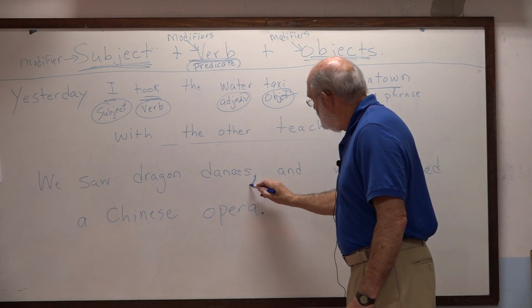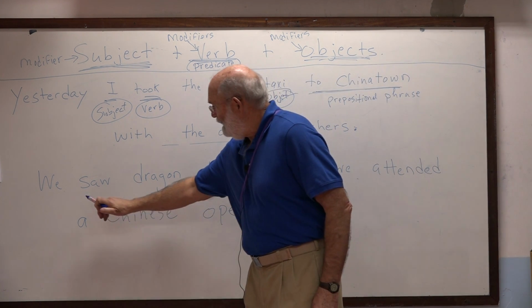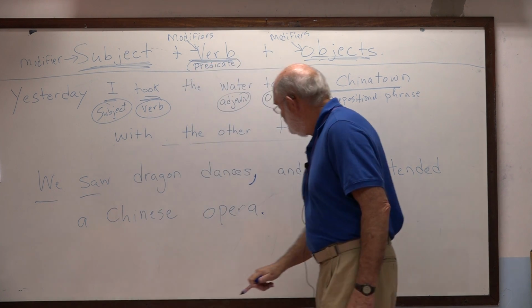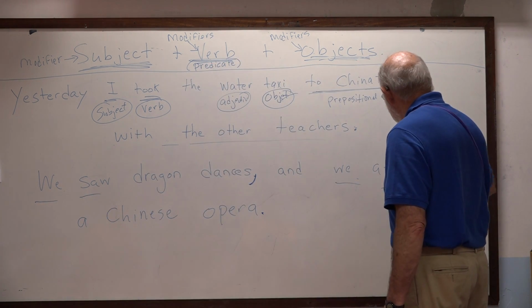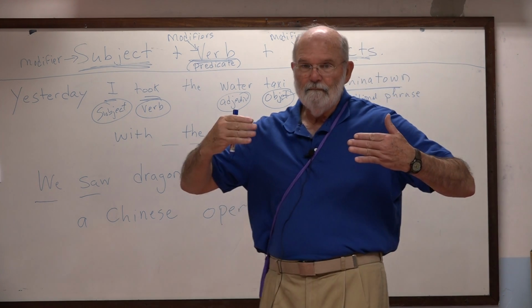So a compound sentence, we separate. For a compound sentence, we have to have a subject, a verb, we have a subject, and we have a verb. They're basically two sentences that we have combined.